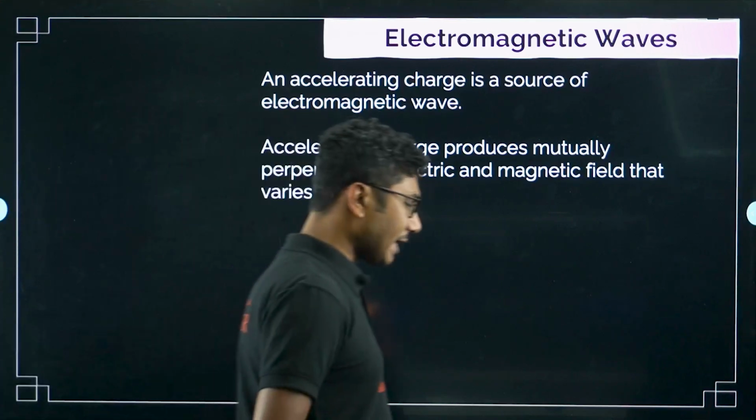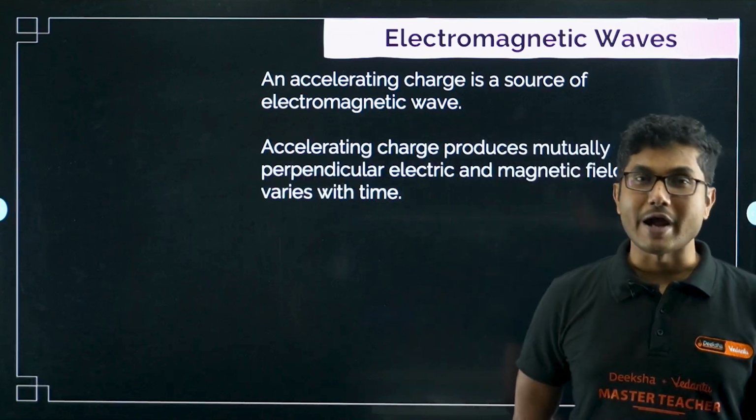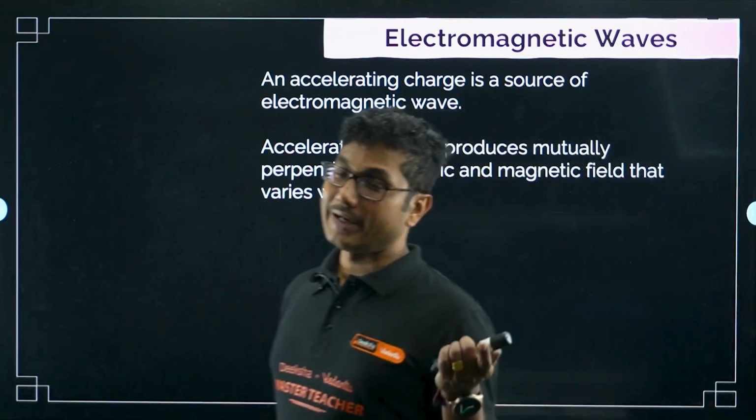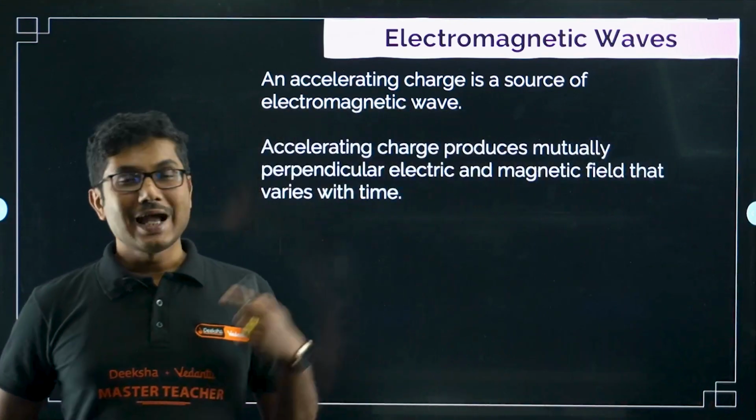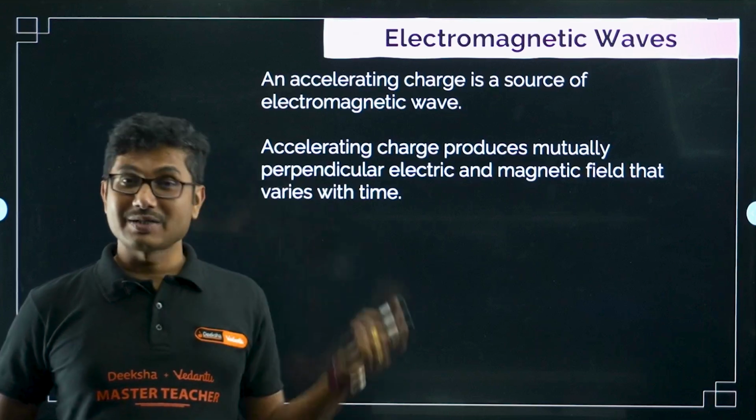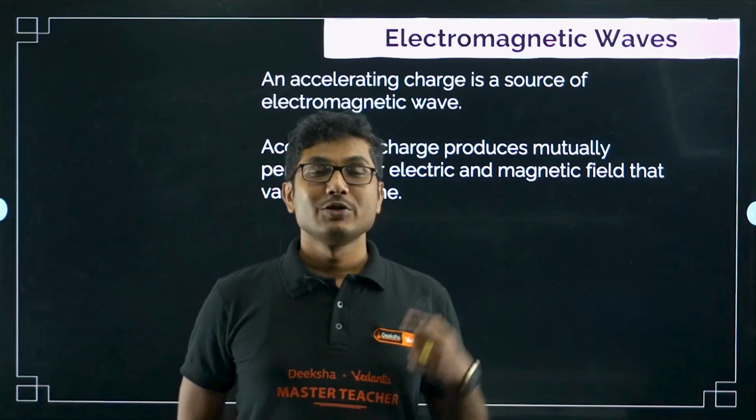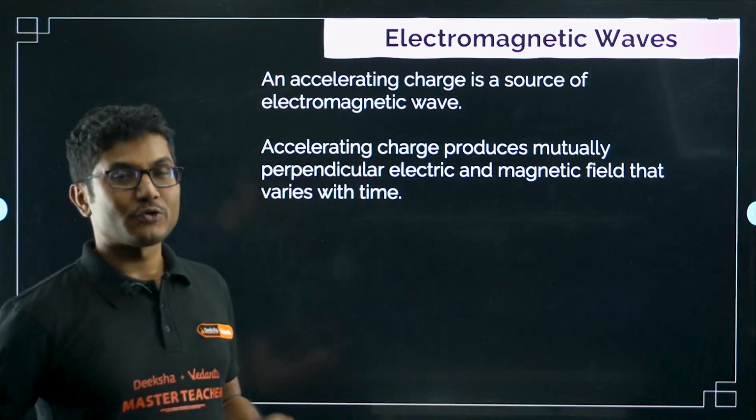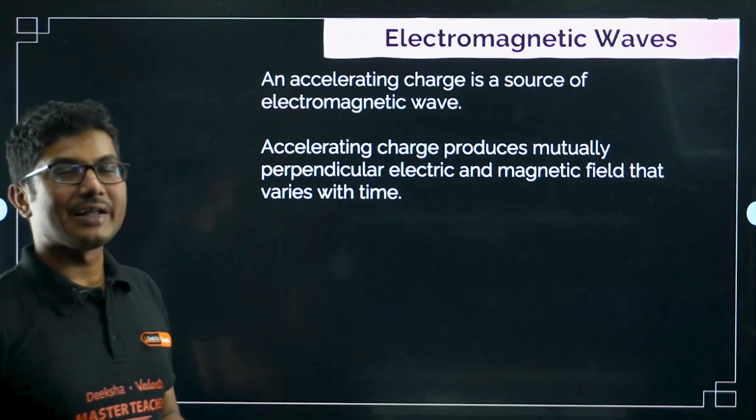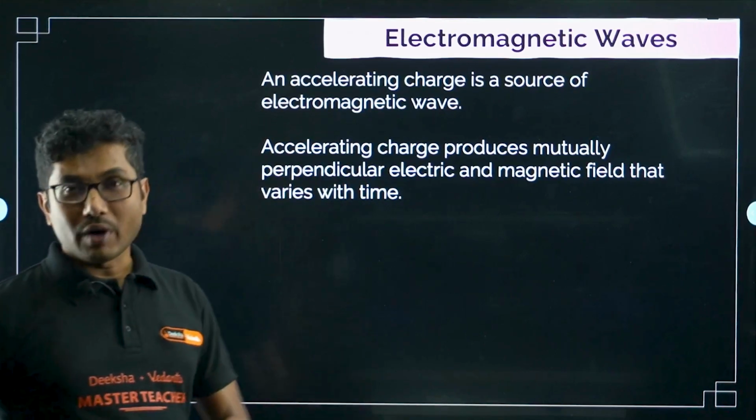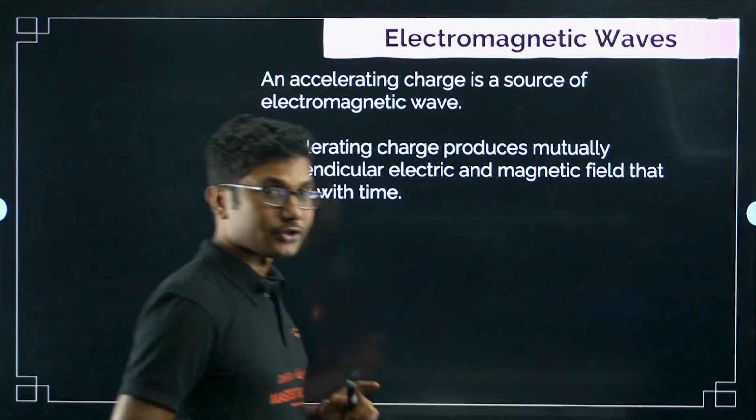It's very, very important that both electric and magnetic field should vary with time, right? Electromagnetic induction, d phi B by dt, and electric field displacement current, d phi E by dt. So both have to change with time. So time varying electric and magnetic field both are required for successful production of electromagnetic wave.